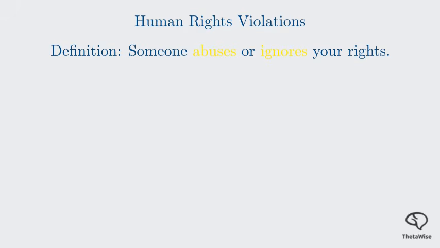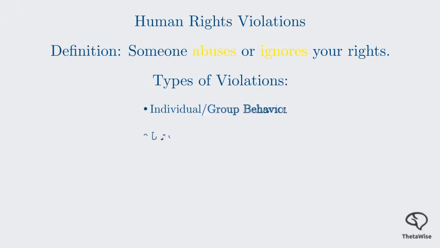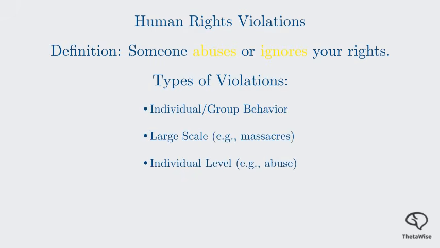Or if a school refuses to admit a student because of their race, that's another clear violation. Violations can happen on a small personal level, like abuse in a home. Or they can be on a very large societal level, like massacres during a war.